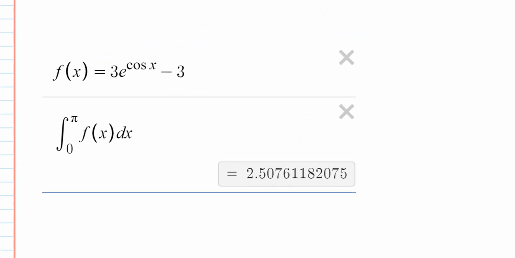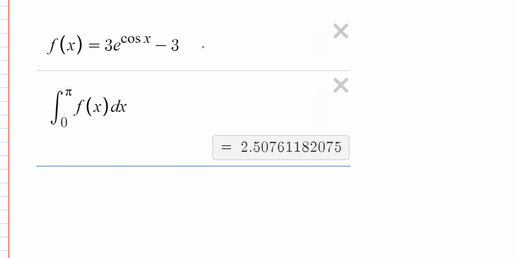And if you're on Desmos, once again, you can define your velocity function as f(x), and then you can just put this integral expression into Desmos, and there you go. There's your answer, and you can just round that to 3 decimal places. Okay, let's move on to question number 4.